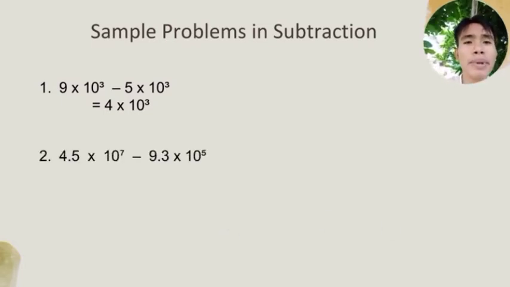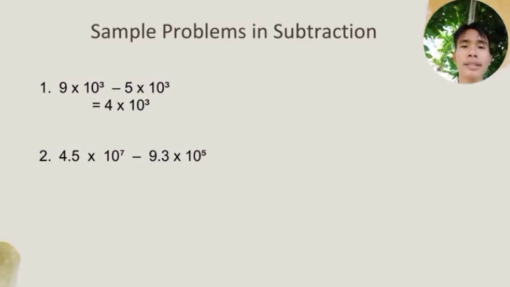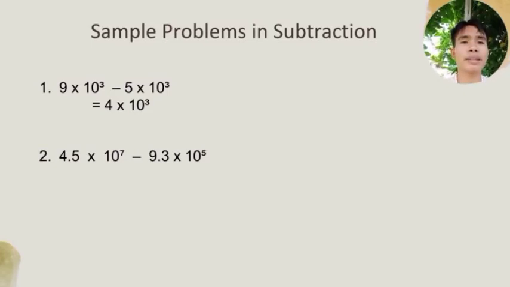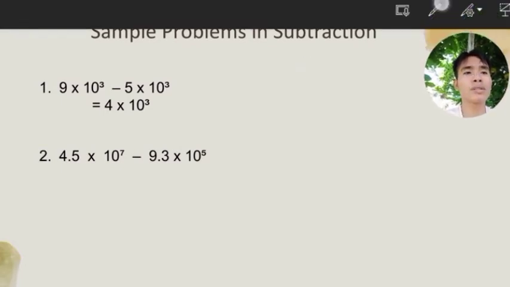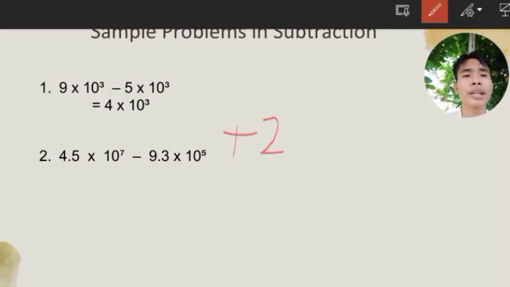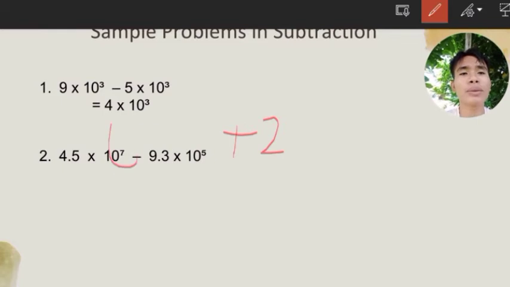Another problem has different exponents. So in order to solve it, we'll add 2 here to the 5. So we can decrease this 7 by 2. But it should match the 5.